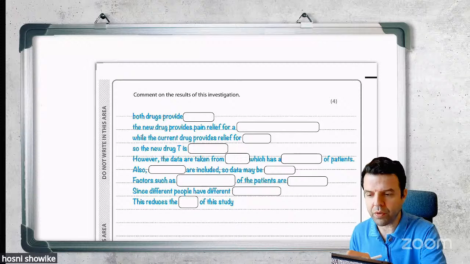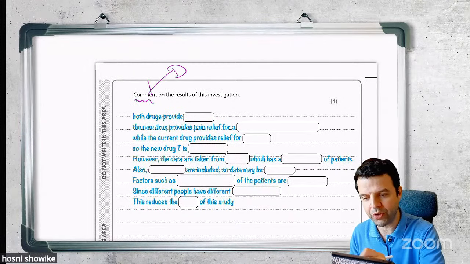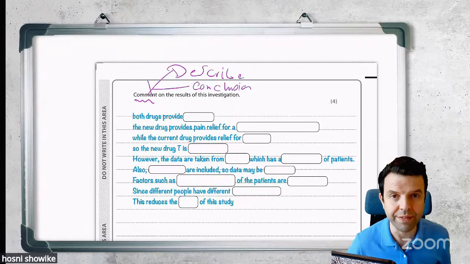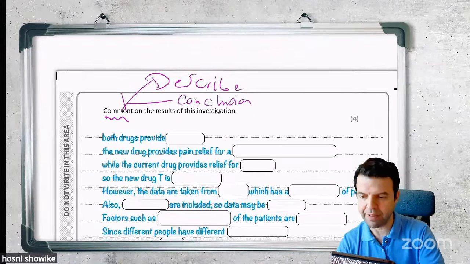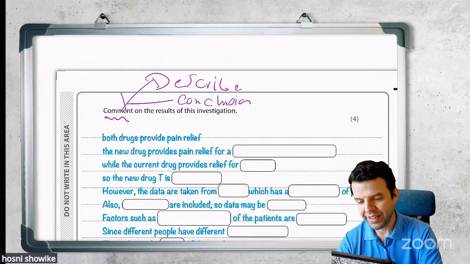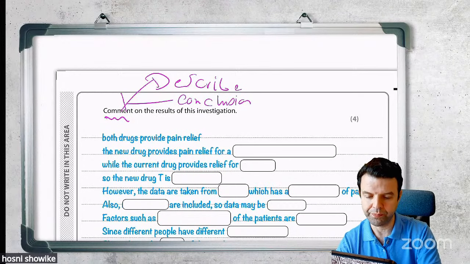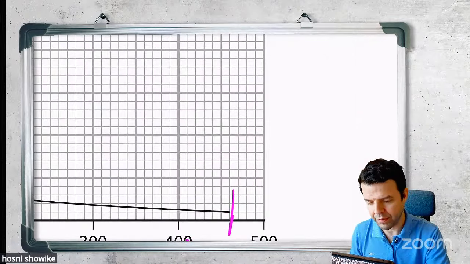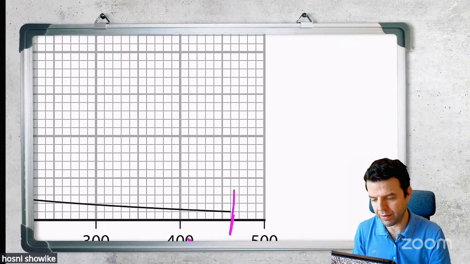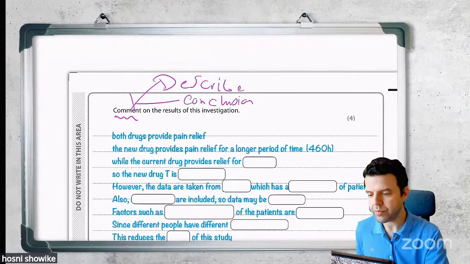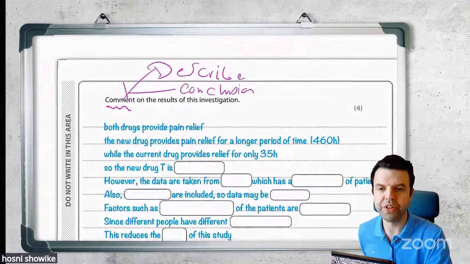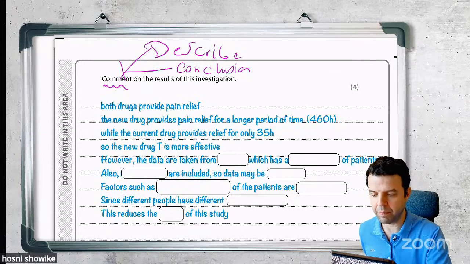Comment. Comment means you first describe the graph, and you come up with at least one conclusion about whether the data you've been given is valid or not. So description: look, they both relieve pain. Difference: the new drug relieves pain for a longer period of time. Maybe I mention how long it lasts, like 60, I think. The current is short-termed, so T is better, T is more effective.